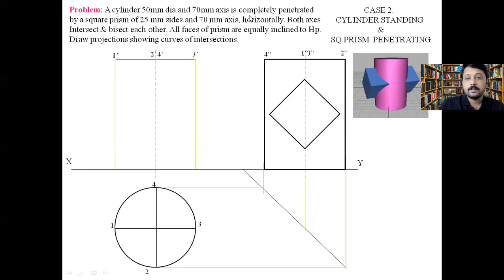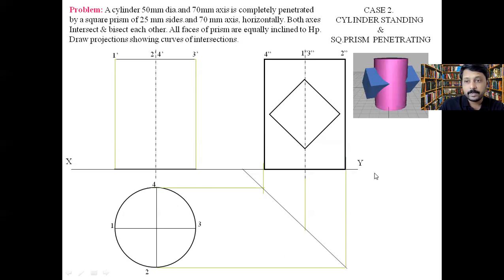Then we have to draw this particular thing, that is the prism. So this is a square, and the condition is that these sides 1, 2, 3 and 4, all of them are inclined to this xy.